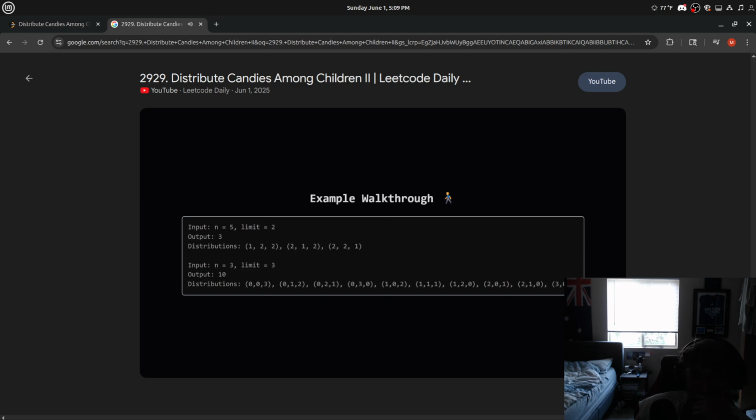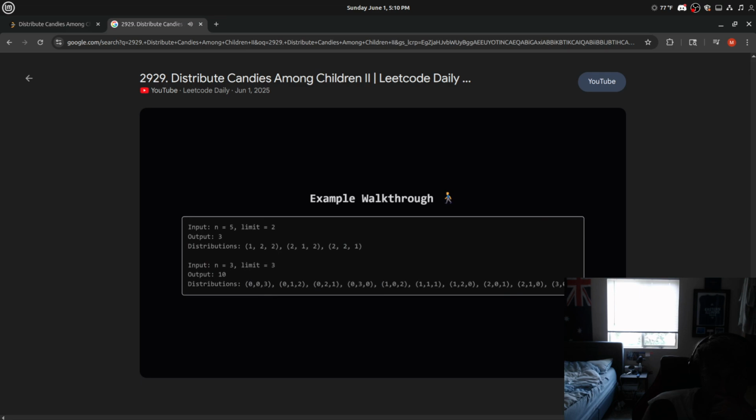Well, let's think about the first child. Can they get 0 candies? Yes. If they do, we have 5 candies left for 2 children, each with a limit of 2. That means child 2 could get 2, and child 3 would need 3, but that's over the limit. So child 1 getting 0 doesn't work out easily.